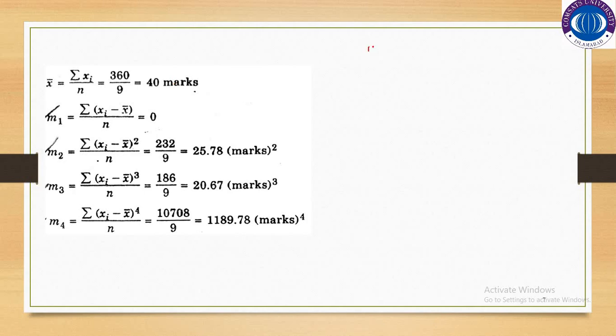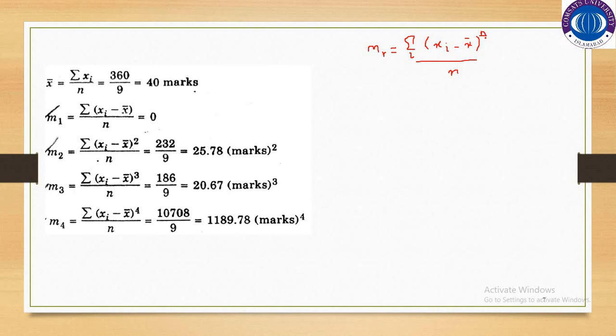So as you know that mr is equal to summation i is equal to 1 to n, (x i minus x bar) raised to power 1, over n.